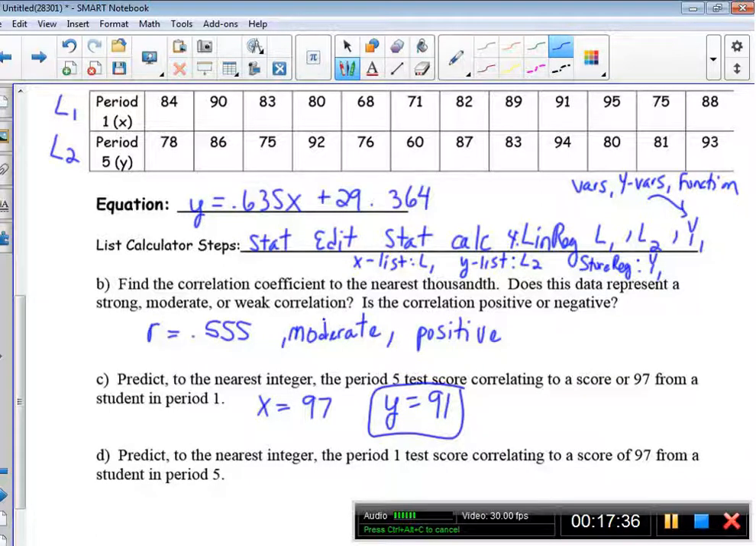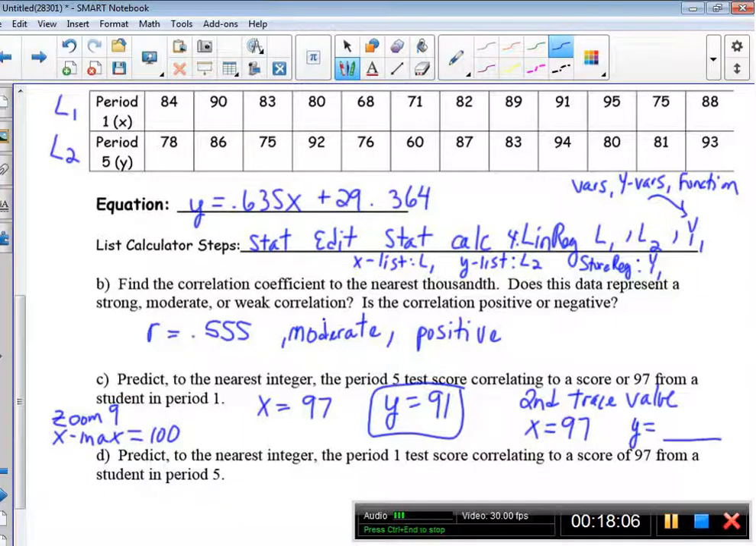Okay? So for that one, I looked at zoom 9, and I went to my window, and I made my X max equal to 100, and I did second trace value, and when it said X, I put in 97, and then it gave me the Y value.